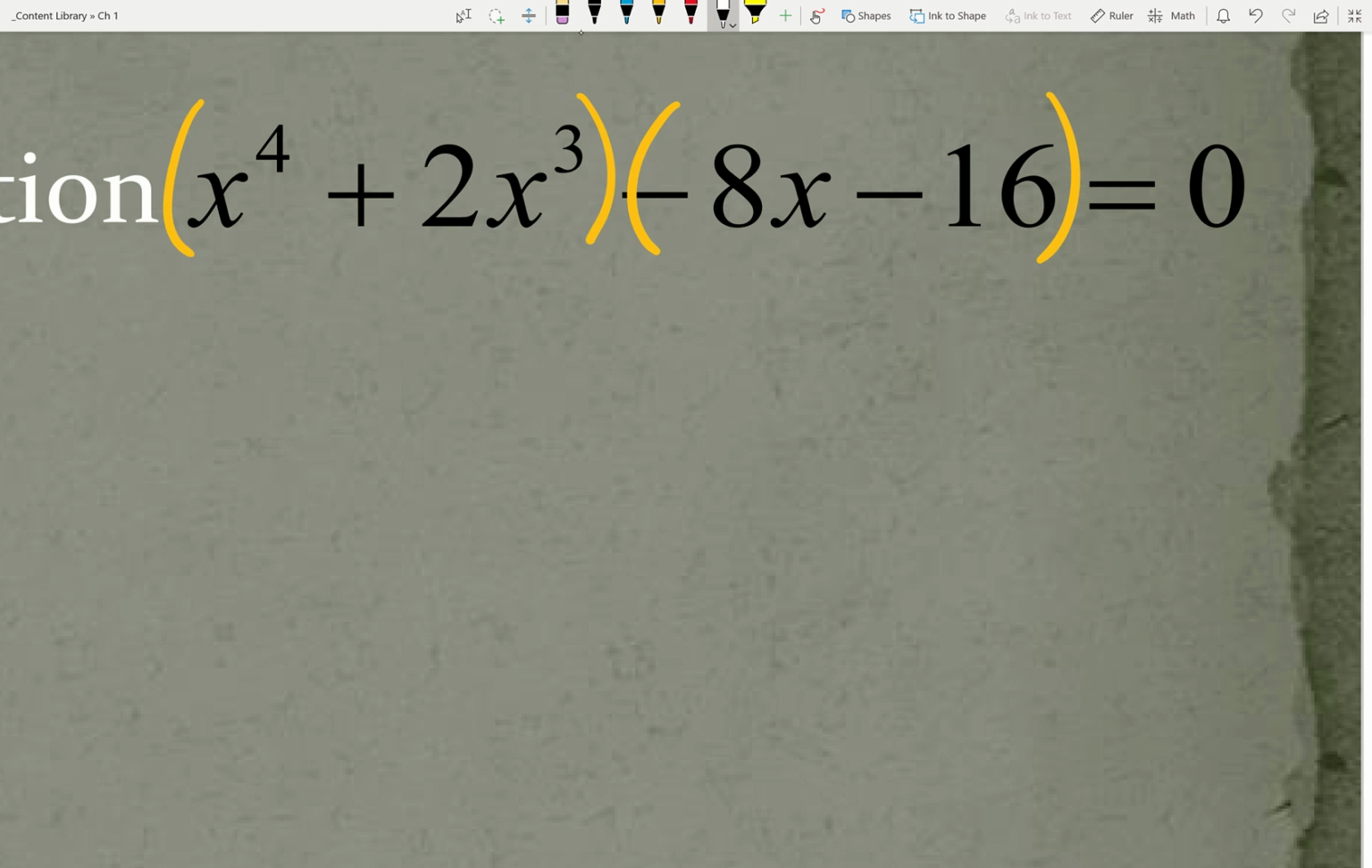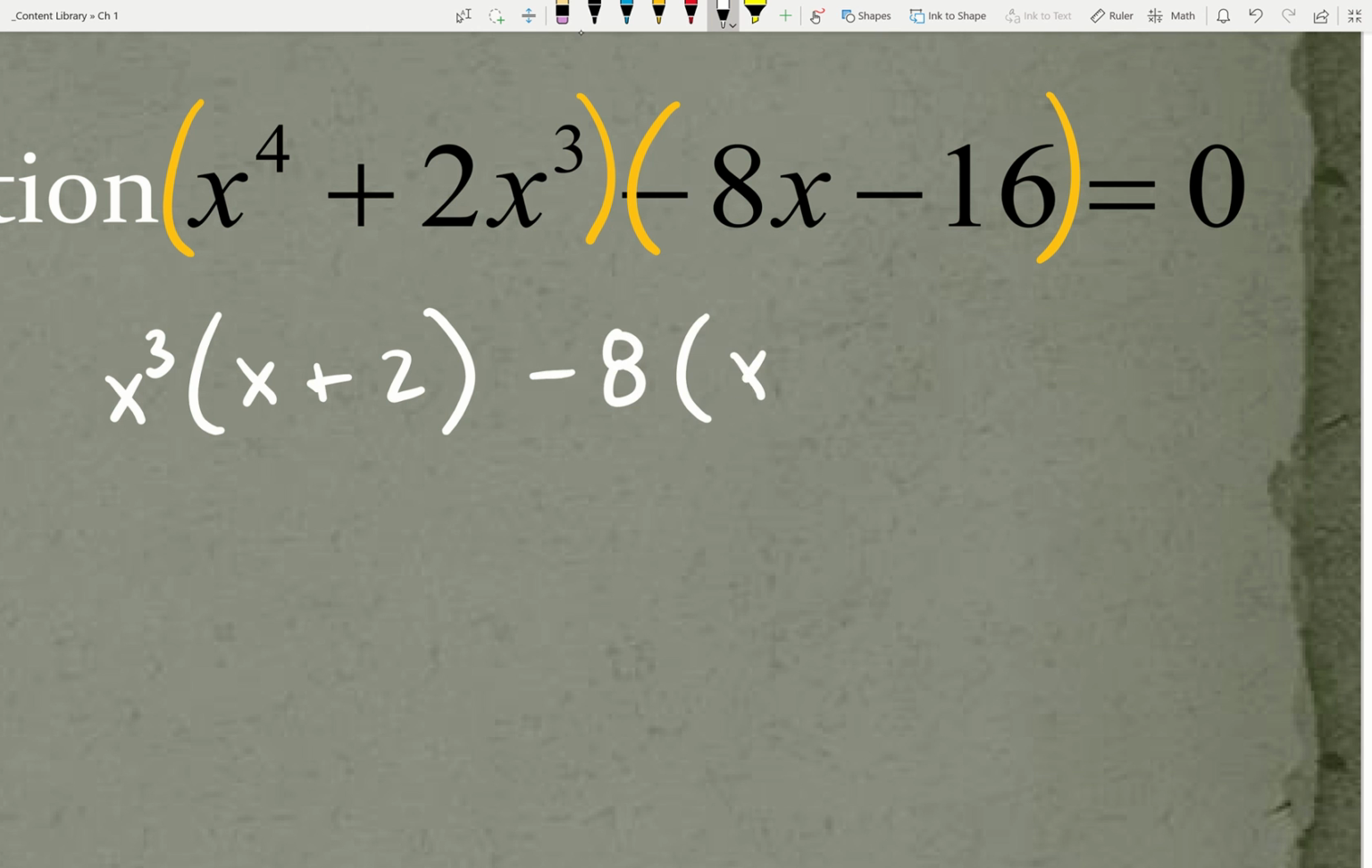So in the first group, I believe you'll be able to find a GCF of x cubed. That'll leave behind x plus 2. In the second group, I believe you'll be able to factor out a -8, and that leaves behind x plus 2. And so you'll happen to notice here that both of these groups have the exact same expression that they are left over with after you pull out the GCF.